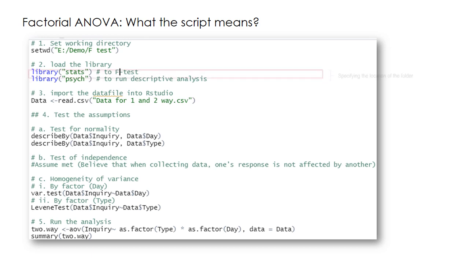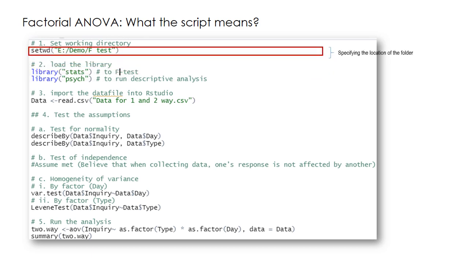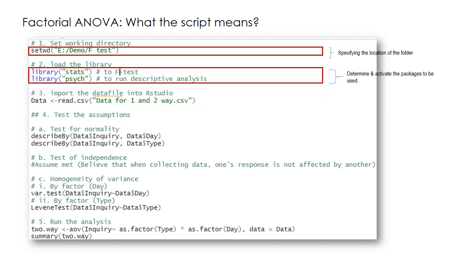Okay, so as I said, firstly we need to set the working directory, meaning you have to specify where your data is located, the location of the folder. Next, remember to load the library, activate the package that you would like to use, because the package contains the functions that you would like to use to run the analysis. In this case, I'm using stats and also the psych package.